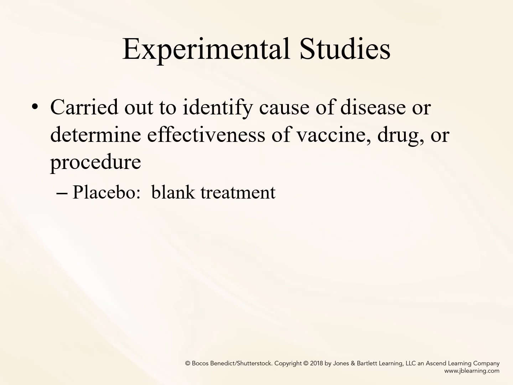So other experimental studies are carried out to identify cause of disease or determine effectiveness of a vaccine, drug, or procedure. The central feature of an experimental study is that the investigator can control the intervention or variable of interest. For example, groups of study participants could be followed after receiving different medications or being asked to adhere to different diets, to see which interventions were most effective.